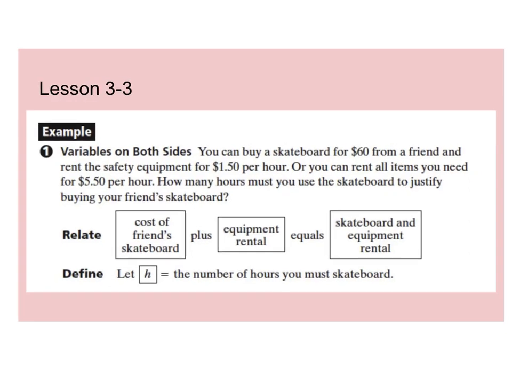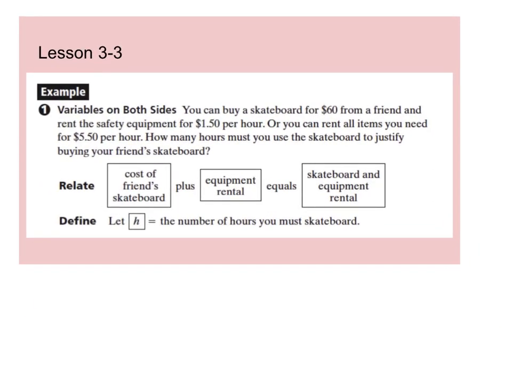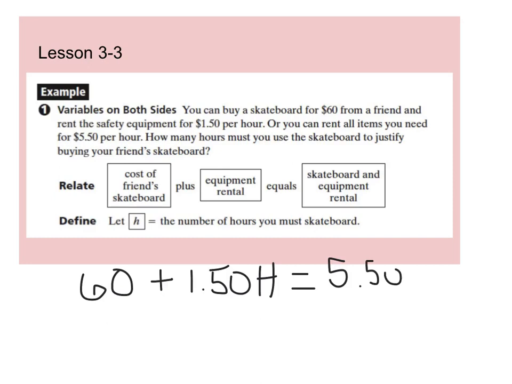We're going to write our equation in which we have $60 plus the $1.50 per hour. That is going to equal $5.50 per hour if we just rent. So here we can see the cost every hour on the left for buying versus the cost on the right side of our equation for totally renting everything. So the number of hours here is going to make the price the same.